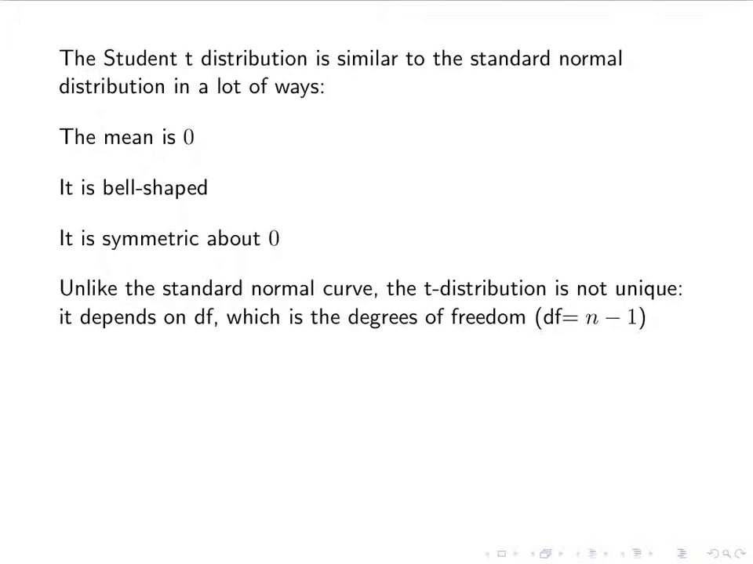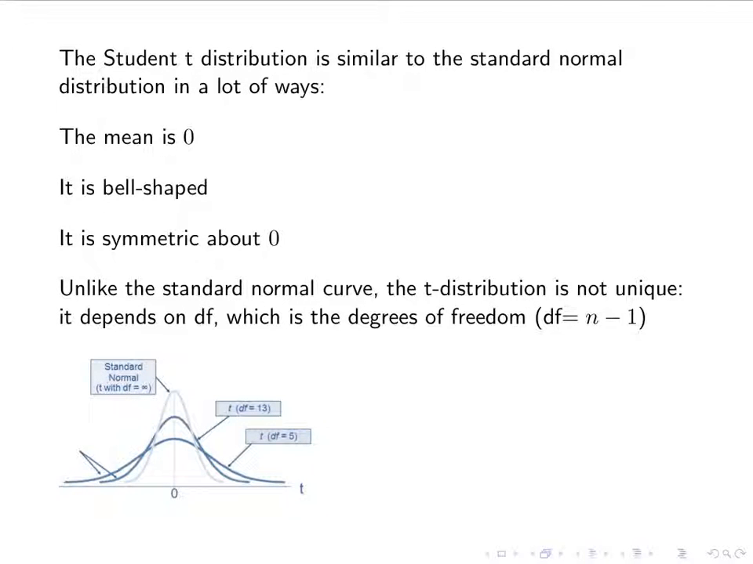The student t-distribution is similar to the standard normal distribution in a lot of ways. The mean is 0, it is bell-shaped, and it's also symmetric about 0. Unlike the standard normal curve, the t-distribution is not unique. It depends on df, which is the degrees of freedom, which is n minus 1. Remember, n is the sample size, so the sample size minus 1 is the degrees of freedom.